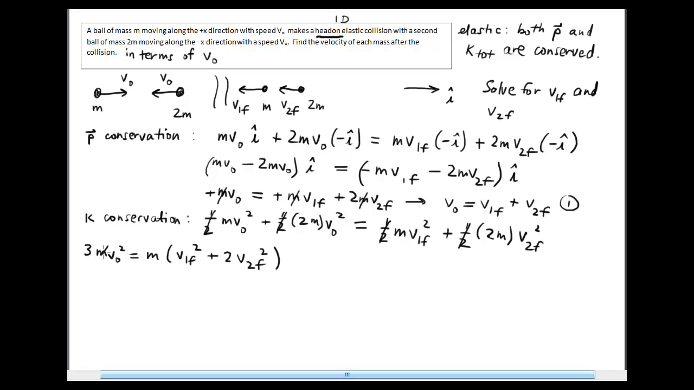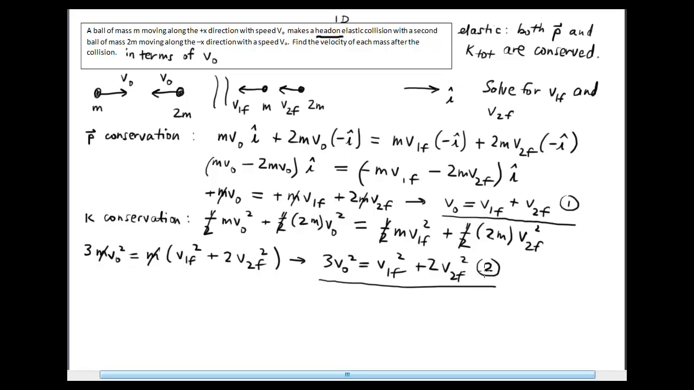So last thing I can do is divide both sides by m, and I end up with this equation here that says 3 v0 squared equals v1 final squared plus 2 v2 final squared. And I'll call this equation number 2. I've got these two equations to work with. And that means I should be able to combine these two equations in a clever way and solve for the two unknowns, because when you have two equations and two unknowns, you basically know that you can solve it. Sometimes the algebra is a little messy, but you know you can do it.